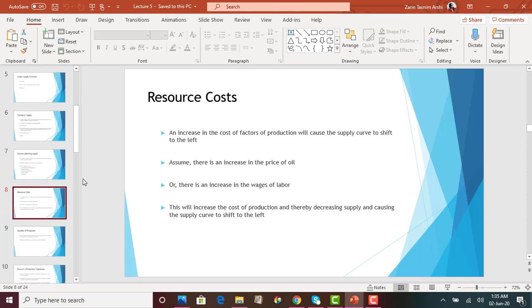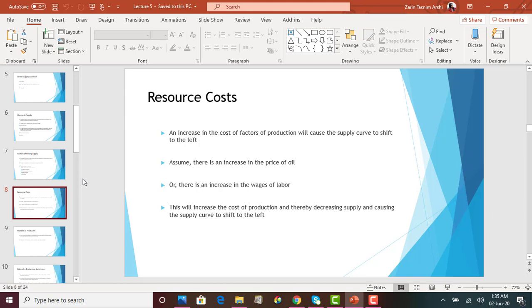Okay, so let's first start with the cost of production or resource cost. Basically, when there is an increase in the cost of production, let's say I'm in the business of making shoes, and for some reason the cost of the material that I use for the shoes goes up, then my cost of production will go up. And if my cost of production goes up, my supply will decrease and my supply curve will shift to the left. Okay. Similarly, let's say I hire labor to produce shoes, and then the wage of the laborers goes up, then my cost of production will go up, and as a result I will reduce my supply and the supply curve will shift to the left.